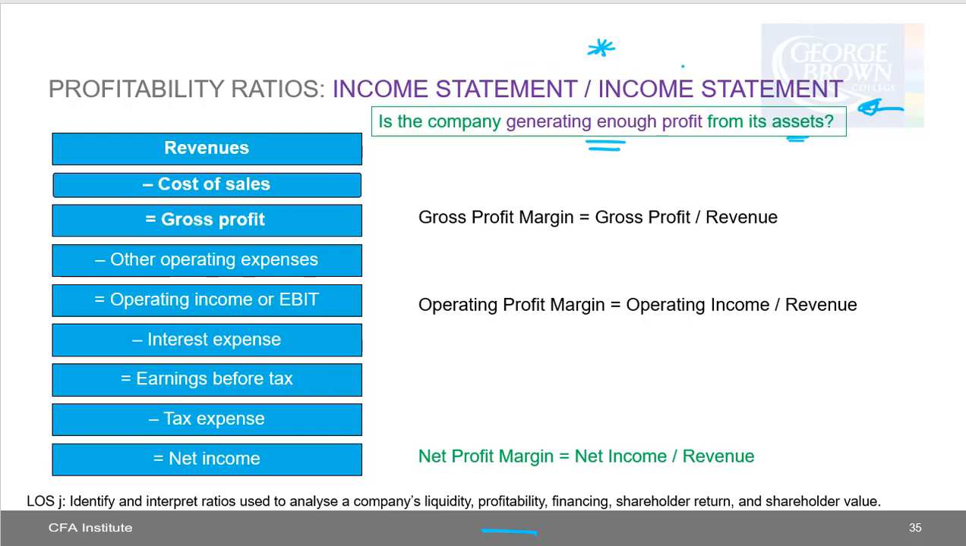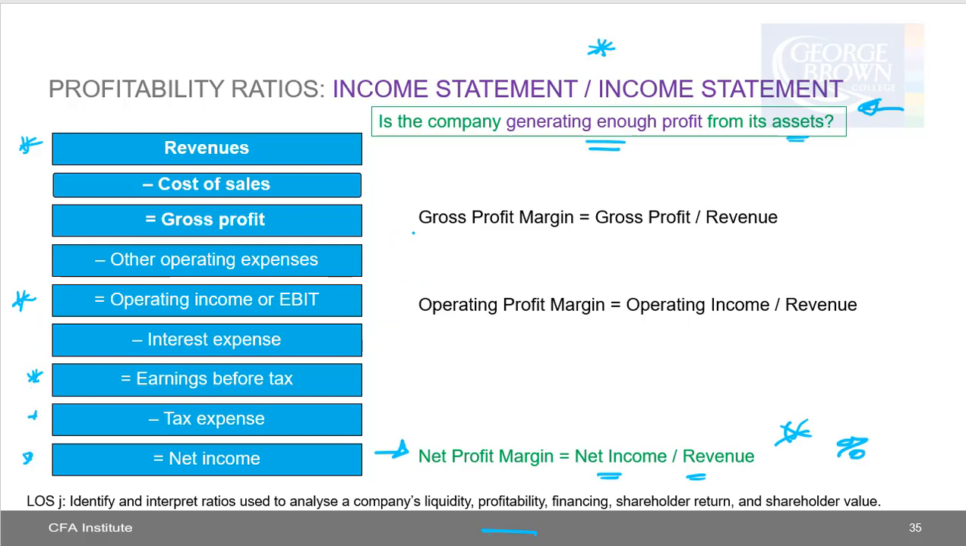Numerators from the income statement, denominator is from the income statement, and the ratio that you need to know for the CFA Institute Investment Foundations program is the net profit margin, and that's net income divided by revenue, and the answer is going to be in terms of a percentage. Okay, but I just wanted to point out that again, we've got the structure for the income statement: revenue minus cost of sales, gross profit minus other operating expenses gives us our operating income, or EBIT, minus interest expense gives us our earnings before tax, minus tax gives us our net income.